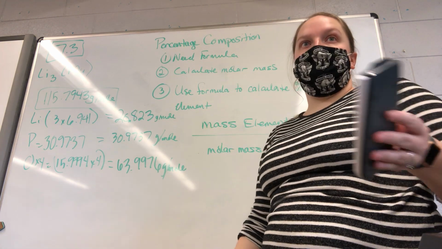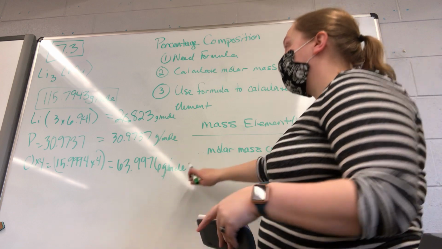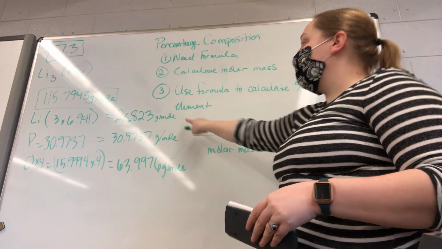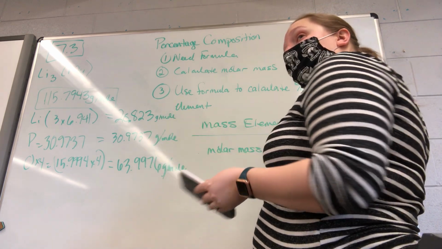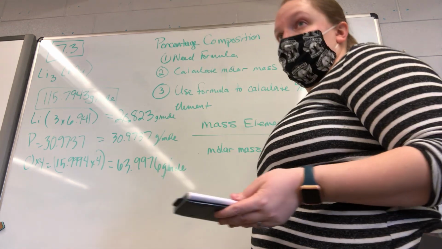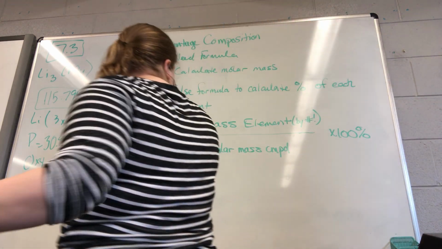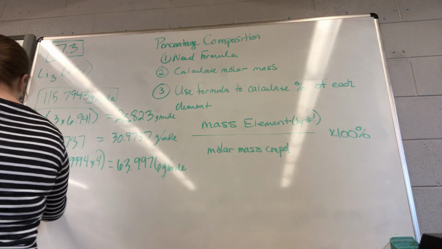Okay, so just looking at these numbers, what element should have the highest percentage? The oxygen, right? Okay, so next thing we're going to do is calculate our percentages. We're going to take the mass of the element for each one, divide by the molar mass, multiply by 100. You're going to get 3 percentages here. Okay?